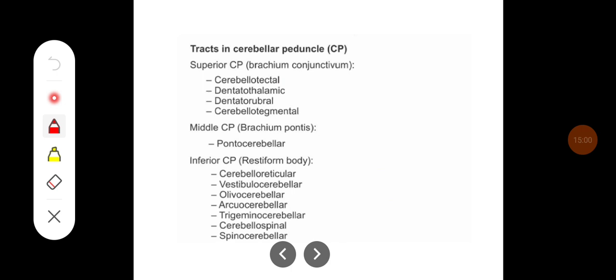So these are the different tracts which are going to run into the different peduncles, that is superior, middle and inferior peduncles. In superior peduncle, the cerebrotectal, dentatothalamic and dentatorubral, cerebellotegmental pathways are conveyed, whereas the pontocerebellar pathway runs in the middle cerebellar peduncle, whereas through the inferior peduncle they convey cerebelloreticular, vestibulocerebellar, olivocerebellar, archeocerebellar, trigeminocerebellar, cerebrospinal, and spinocerebellar tracts.